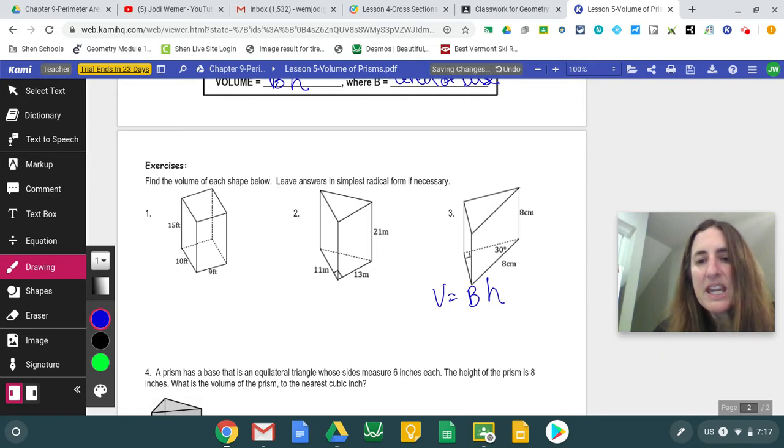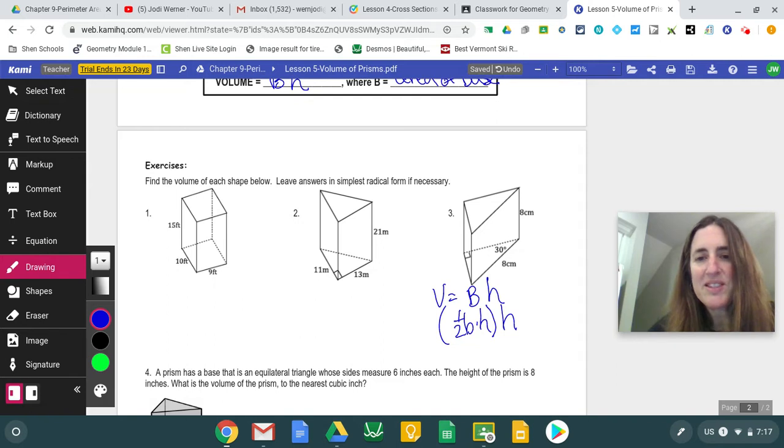But the big B represents the area of the base. Now remember, the bases are the parallel ones, and I see a triangle in my picture. So that's 1/2 base times height, but I'm going to multiply that by the height of the whole prism in general.